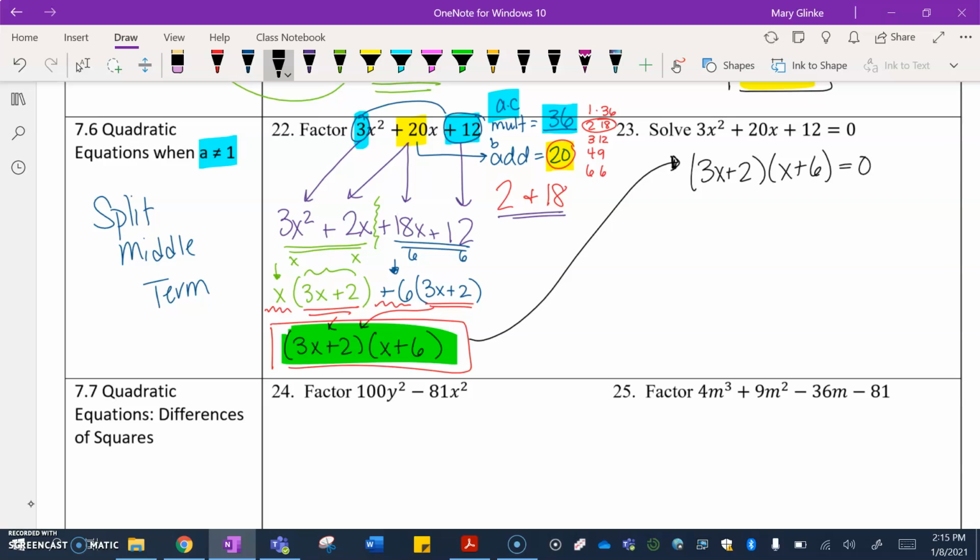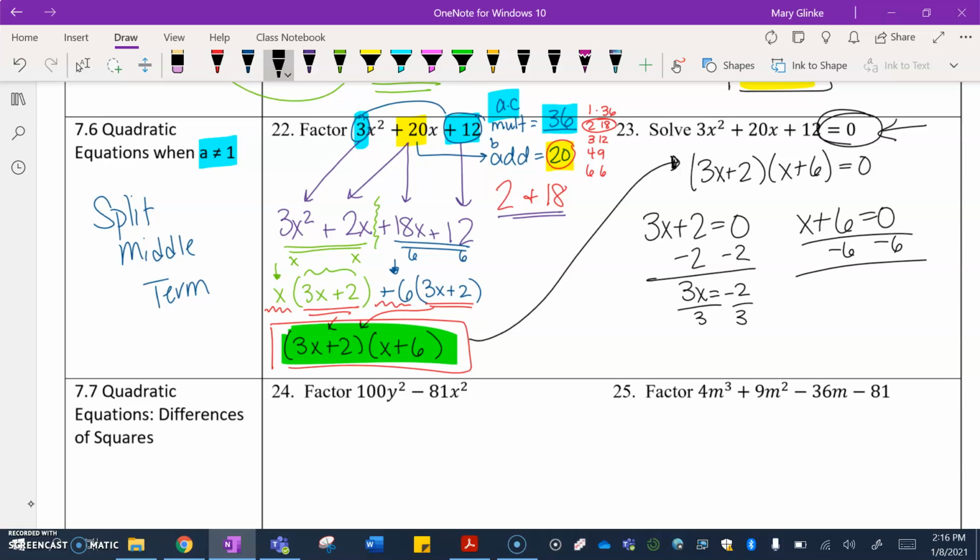Now that you have it factored, the new part is the equals 0 part. So we're going to go ahead and take each factor and set it equal to 0. And then you're going to solve each equation. So your solutions for this one would be x equals negative 2/3 and x equals negative 6. You only have to solve these ones again when there's an equal sign.